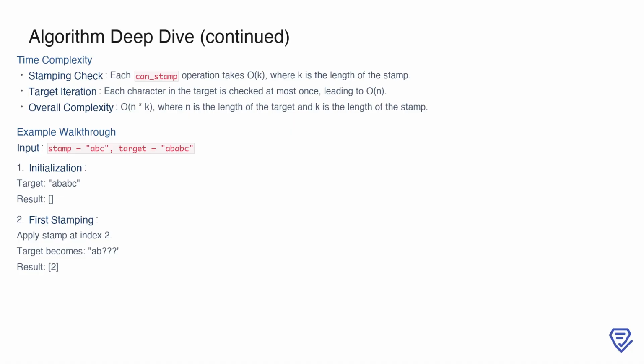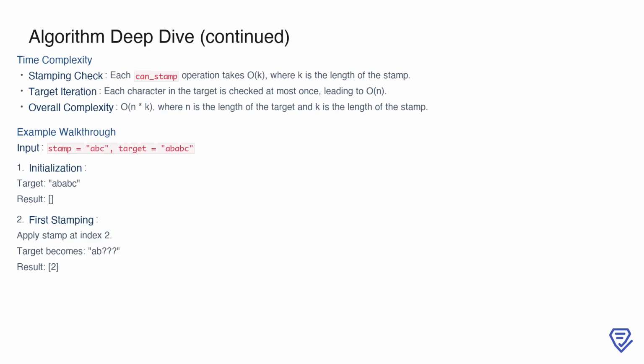Let's analyze the time complexity of this approach. The can_stamp operation, which checks if the stamp can be applied at a given position, takes k time, where k is the length of the stamp. Since each character in the target string is checked at most once during the stamping process, the overall iteration over the target string takes n time, where n is the length of the target. Combining these, the overall complexity of the algorithm is n*k, which is efficient given the problem constraints.